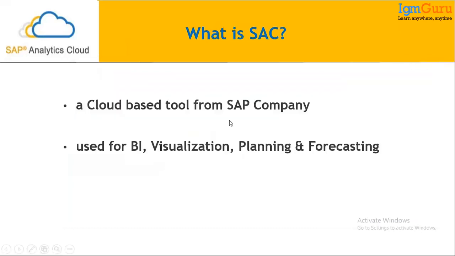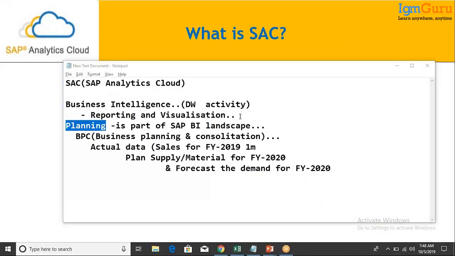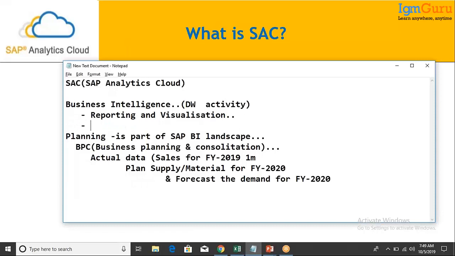So SAC also provides the capability of planning, not only BI. BI is just going to present. If you ask me what BI is going to do, it is going to report actuals, report the actual data.